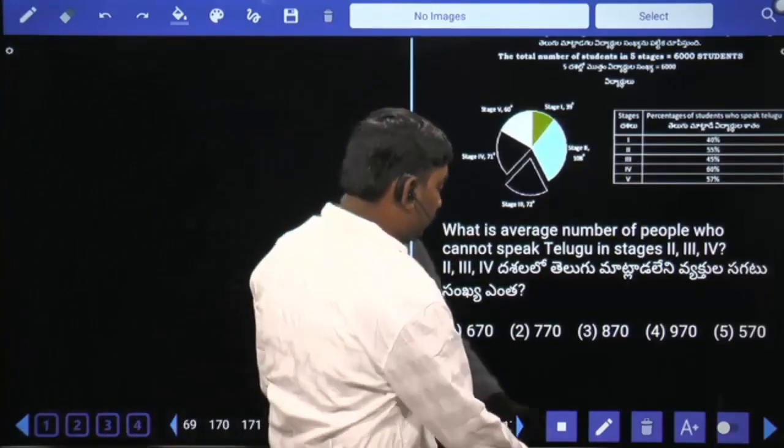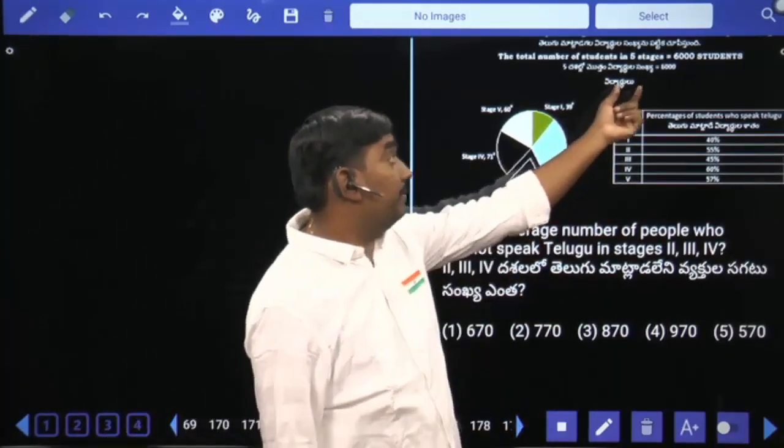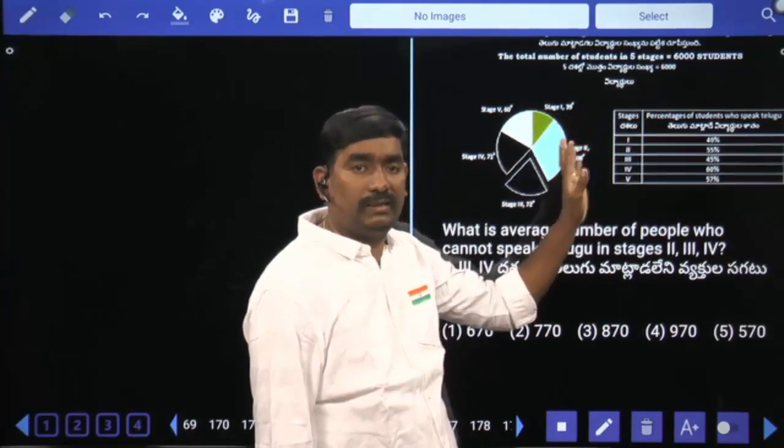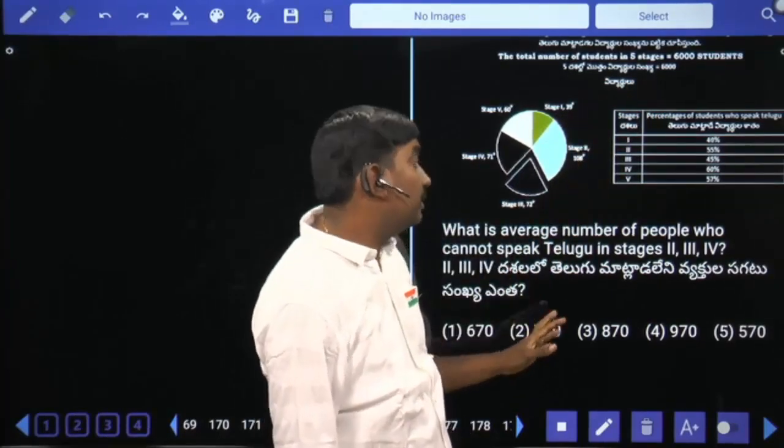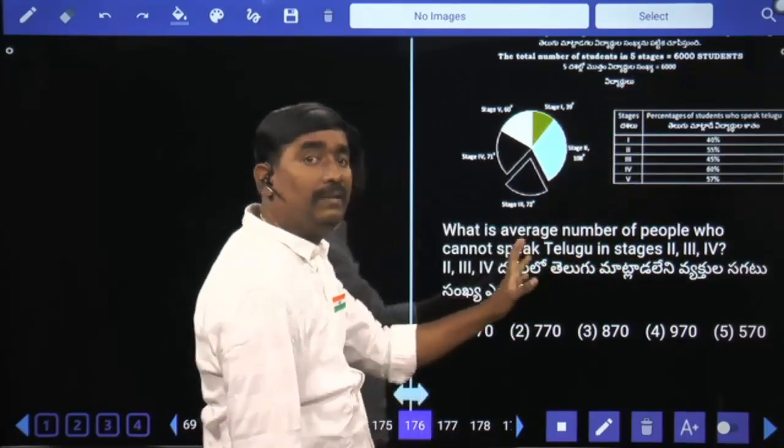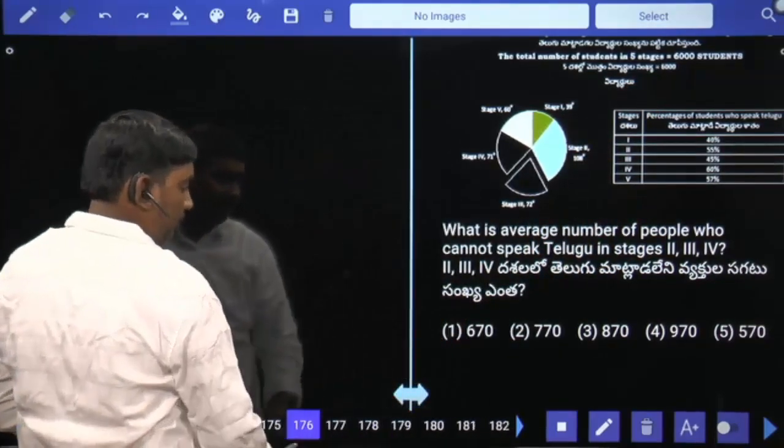Next. Actually, the values here are a mistake. The diagram has some mistakes in the value calculations, so we can't solve the questions using these values. Just leave it.